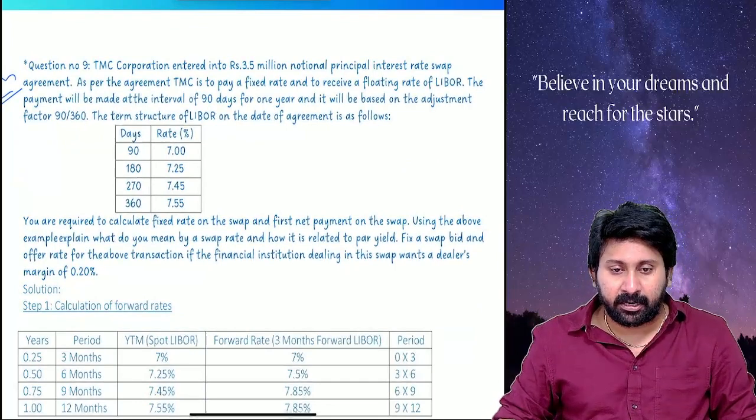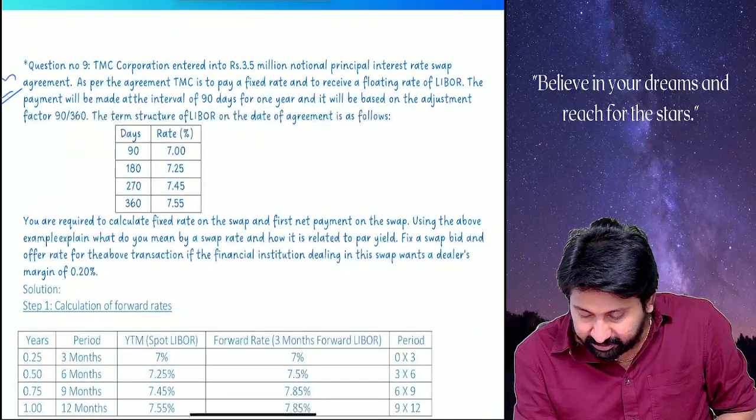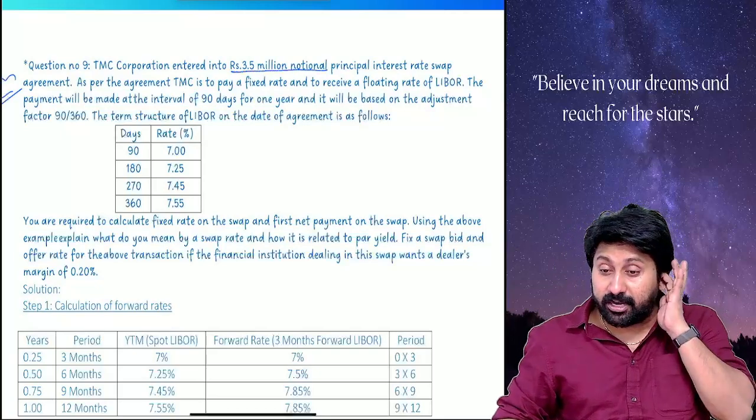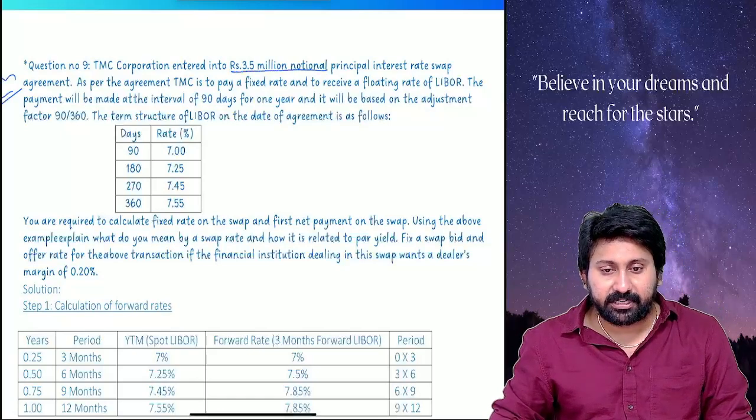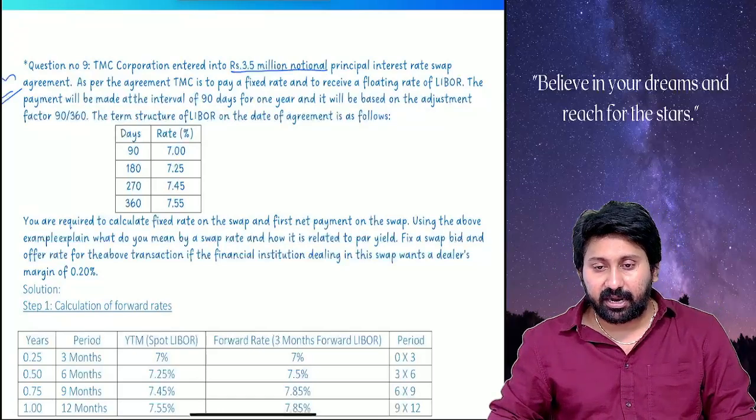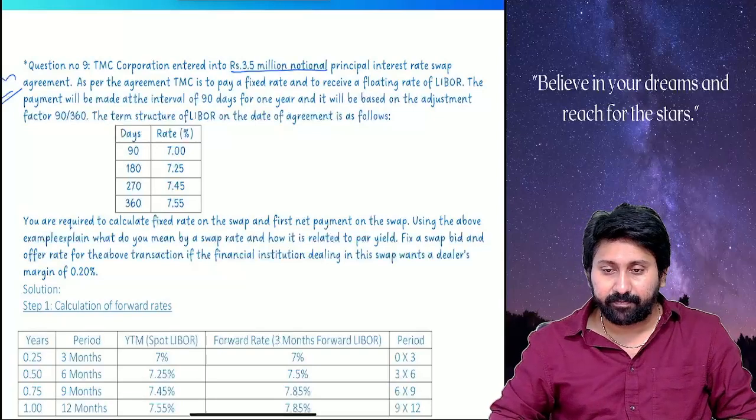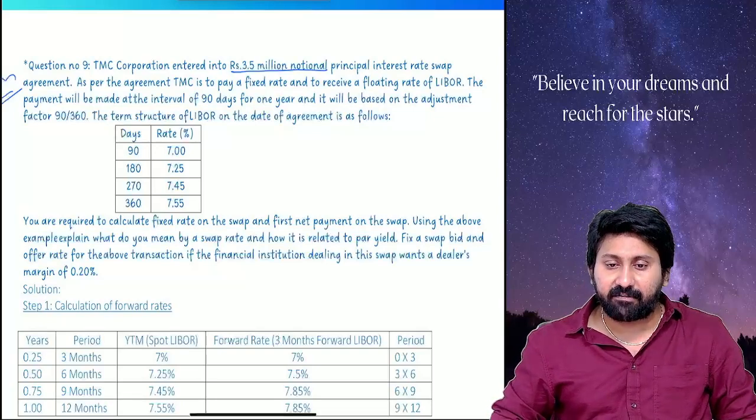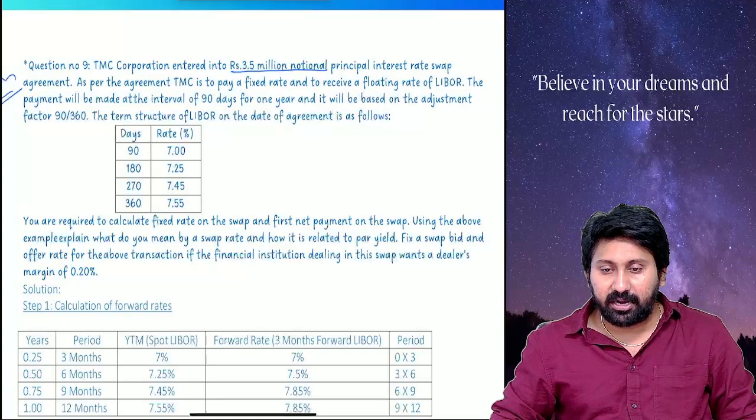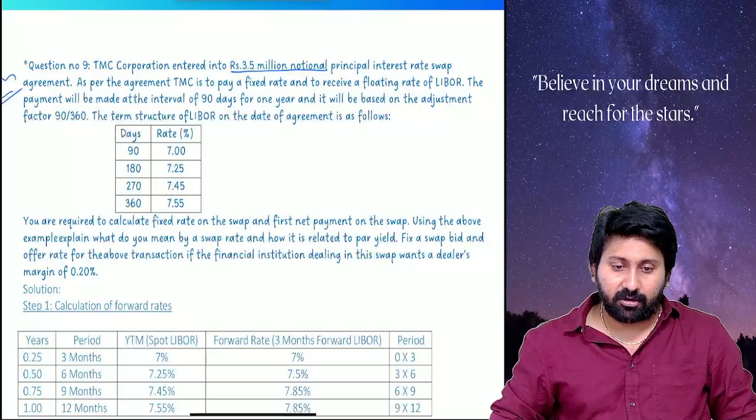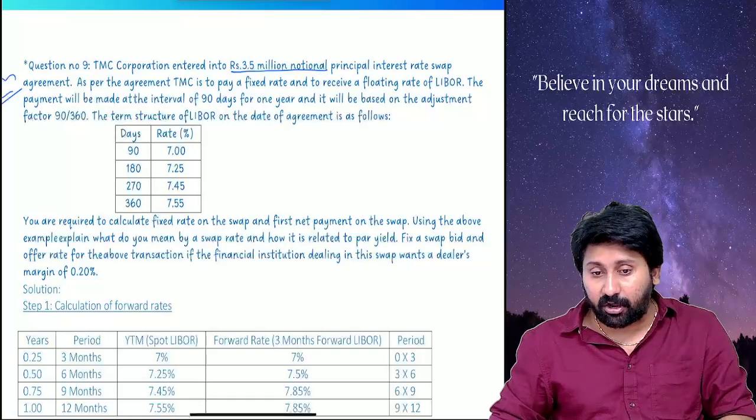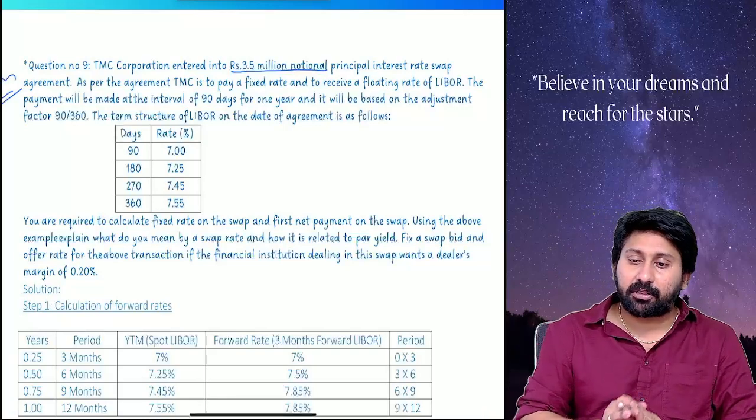TMC Corporation entered into a rupees 3.5 million notional principal interest rate swap agreement. As per the agreement, TMC is to pay a fixed rate and to receive a floating rate of LIBOR. The payment will be made at intervals of 90 days for 1 year, based on the adjustment factor of 90 by 360. The term structure of LIBOR on the date of agreement is as follows. Days, rate. You are required to calculate the fixed rate on the swap and the first net payment on the swap.